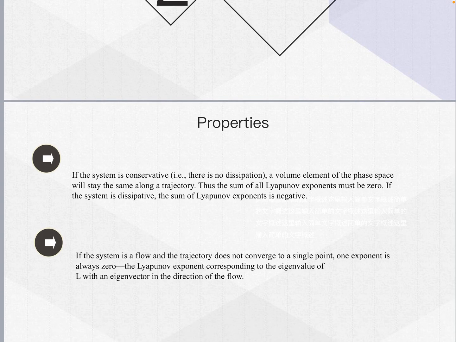And if the system is a flow and the trajectory does not converge to a single point, one exponent is always 0, the Lyapunov exponent corresponding to the eigenvalue of L with an eigenvector in the direction of the flow.